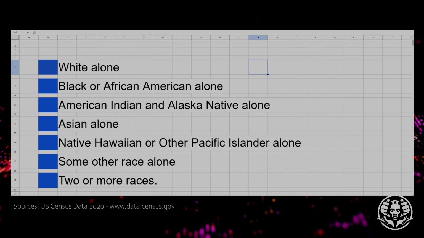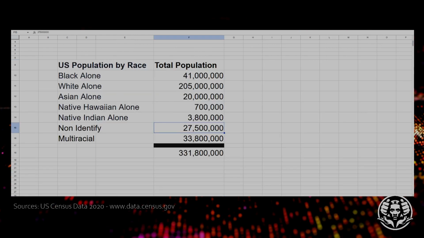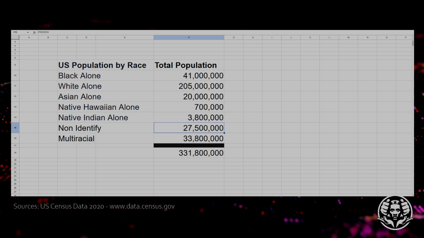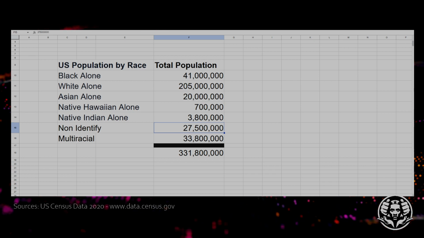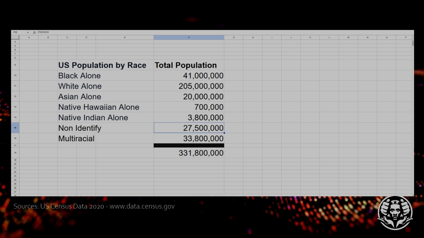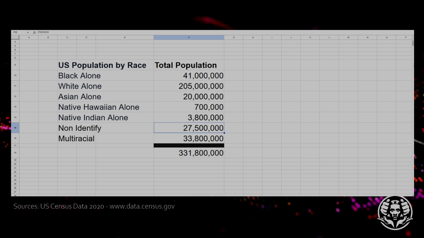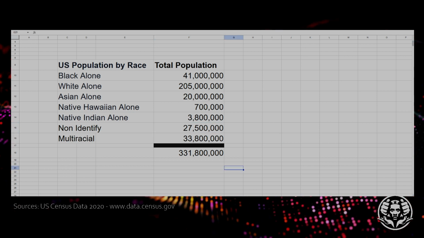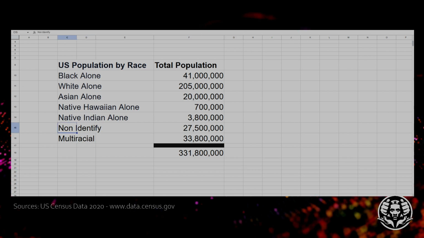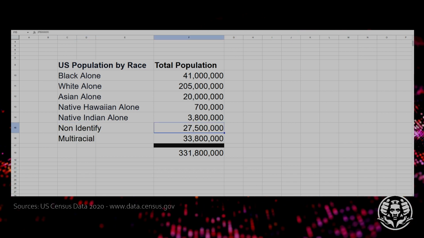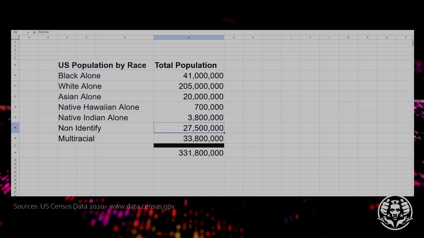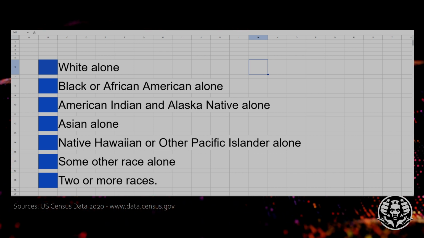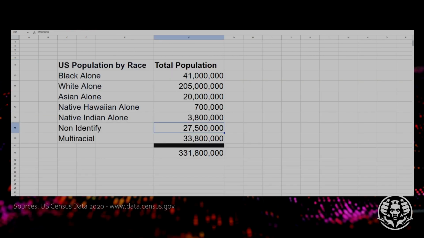Now, just to give a little bit of meaning to it, here's the United States population by race, right? So you see there we have about 331 million people in the United States of America, and that's the breakdown by race. And as you can see at the bottom there, that multiracial, we talked about two or more races, is 33 million people. And then what I call the non-identify right here, the 27.5 million people, those are what we saw earlier in the classification, the second from bottom, some other race alone. I just called it non-identifier, which is what I have here.